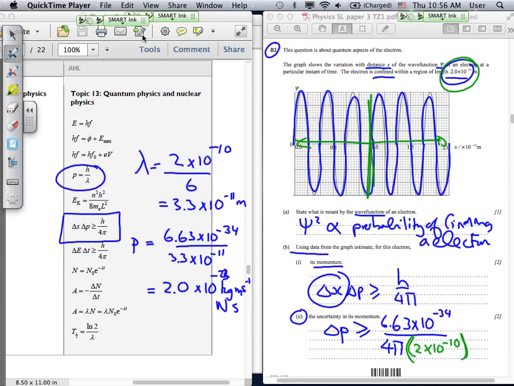And when you calculate that, it works out to be 2.6 times 10 to the negative 25 Newton seconds. So your momentum would be that plus minus your uncertainty in the momentum.